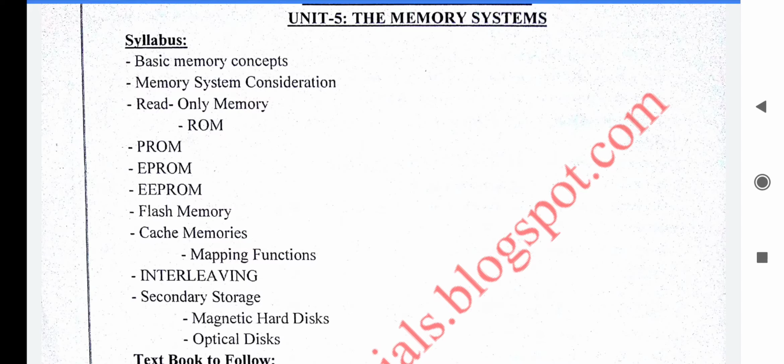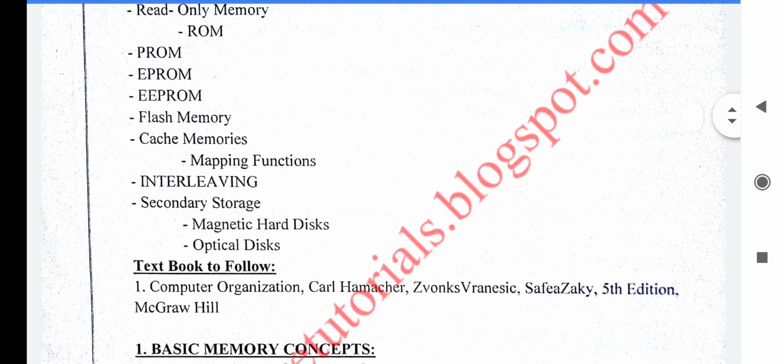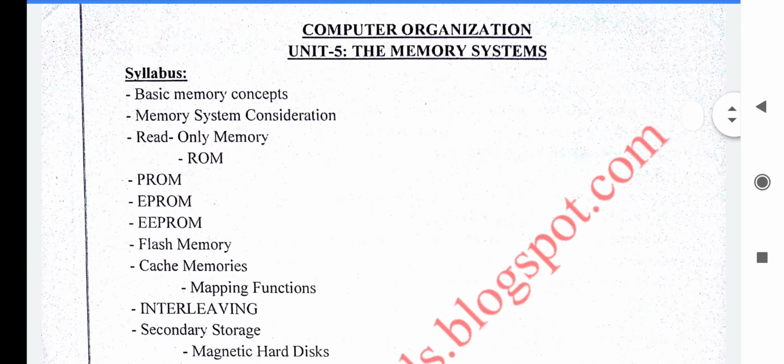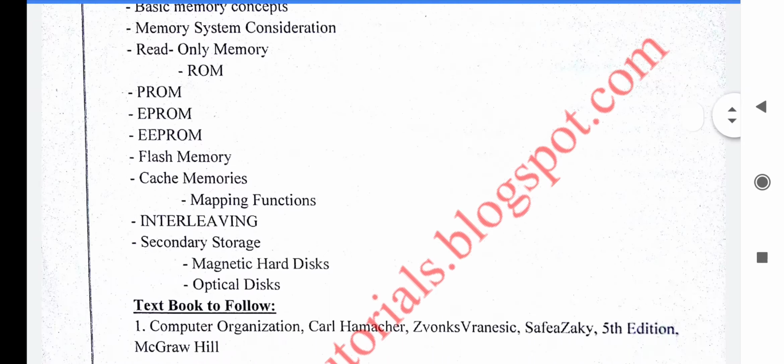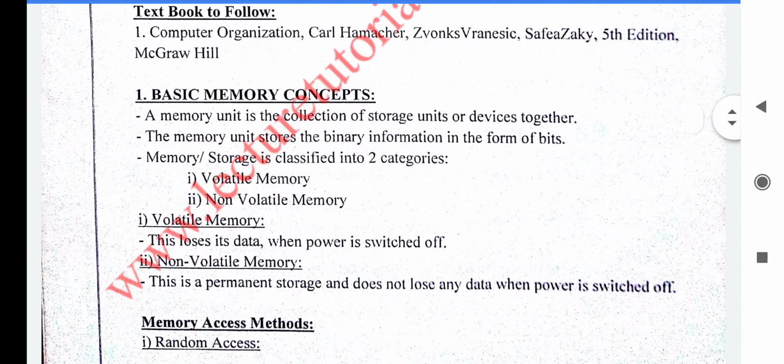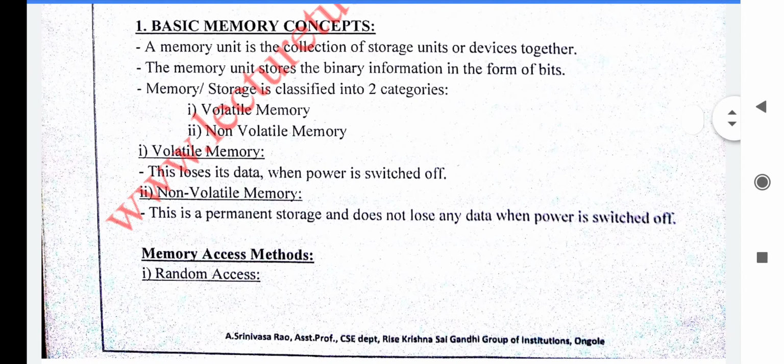Flash memory, cache memories, mapping functions. Next, interleaving, secondary storage, magnetic hard disks, optical disks. These are the topics which we are going to cover in the memory system, fifth unit. Right? First one, basic memory concepts.